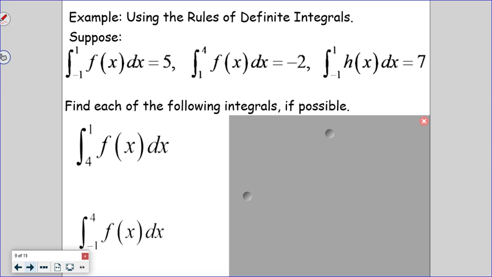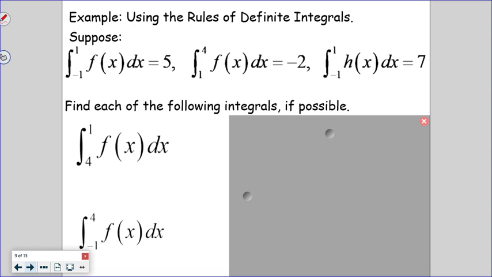Below it says, find each of the following integrals, and then it does clarify, if possible. We are a little bound by just those 3 pieces of information at the top. We don't really know what the function f of x is or h of x, and so if it's not given to us, we can't really answer questions, so we may get to a point where we say something's not possible because we just don't have enough information.